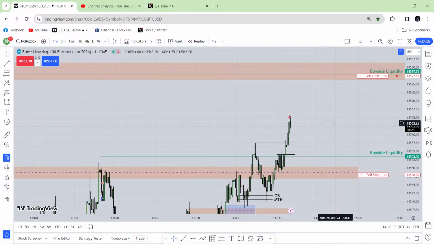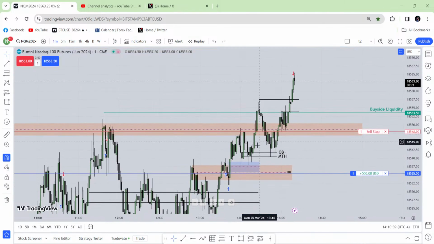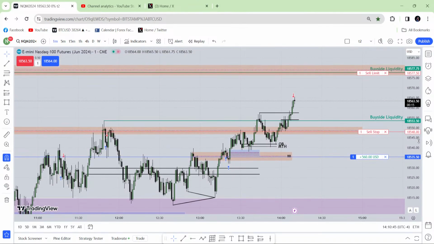145 candle can be entry for upside. 145 candle. Yep, it can be. I don't know.